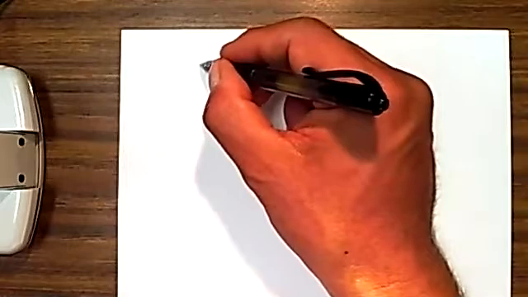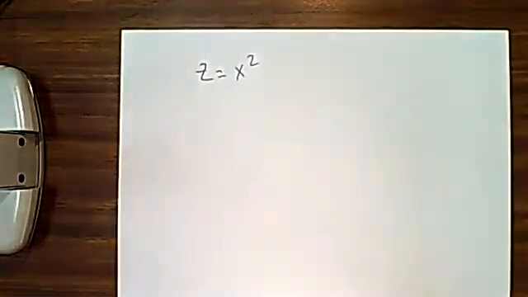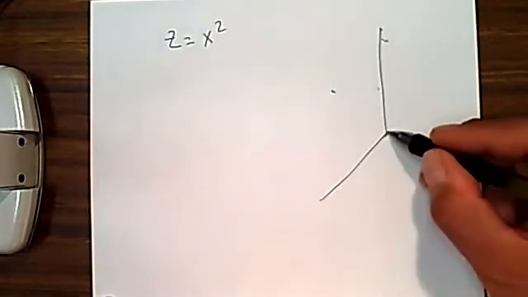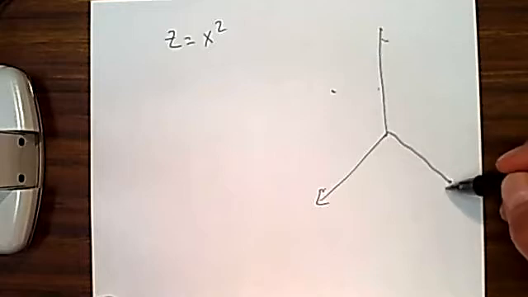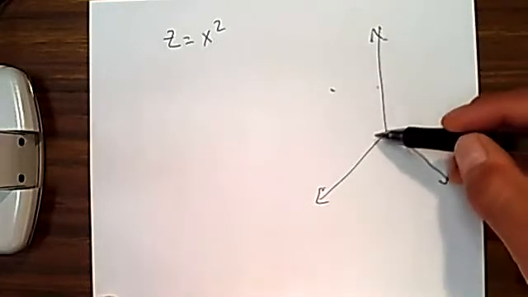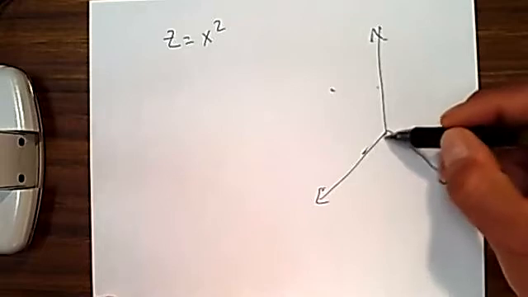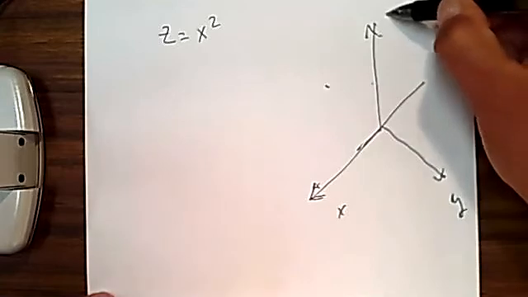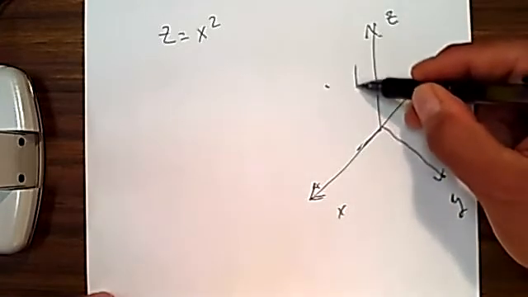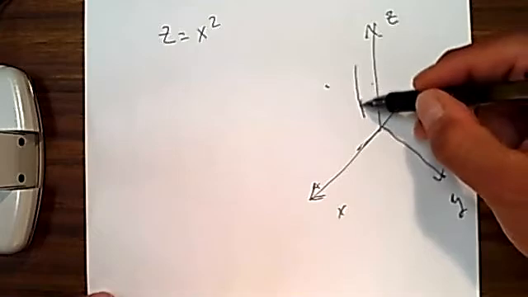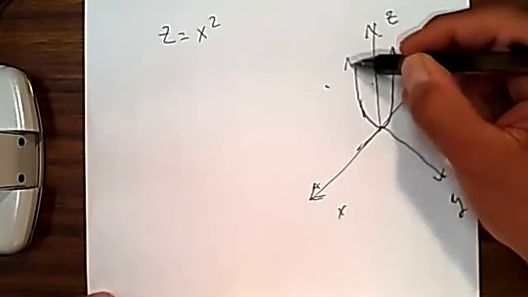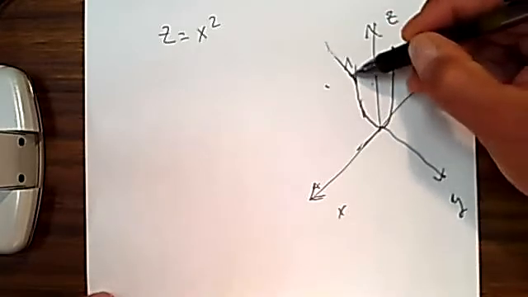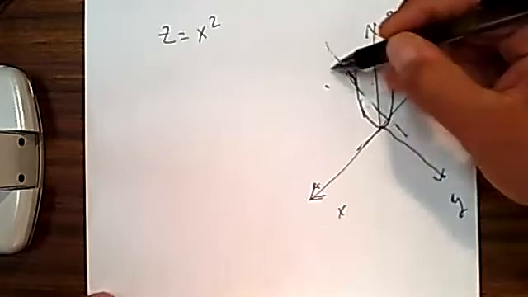So a new example, let's say z is equal to x squared. In this case, y is free to be whatever it wants to be. So we have a parabola. You can extend the x-axis. This is an arrow. And these are the x-axis, y-axis, z-axis. And the parabola, if y is equal to 0, would look like this. But then any horizontal line that goes through the points on this parabola will also satisfy the equation.